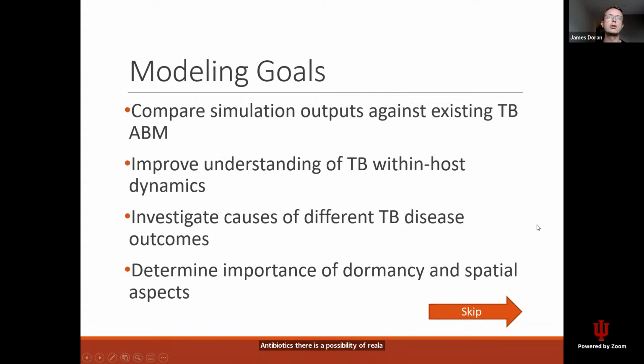So there is a model that I will be looking, or our team will be looking to replicate. We would compare the outputs of our model to the existing agent-based model that has been developed to look into this, and try and figure out what causes the different outcomes of latent TB versus active TB.